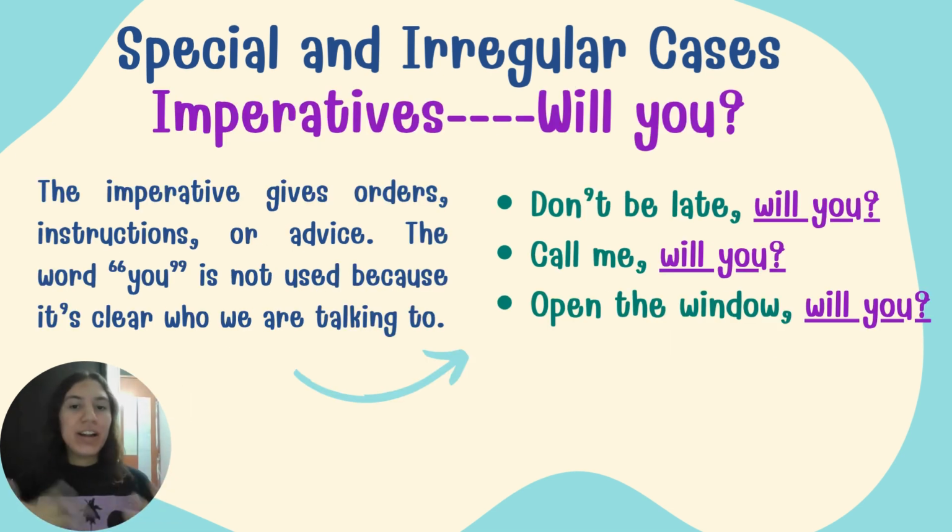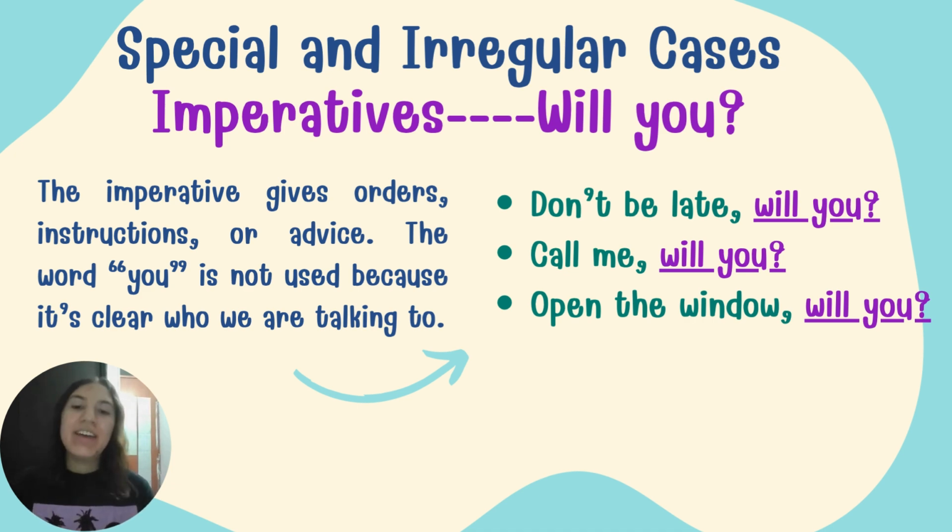Another special and irregular case is when we use an imperative, and my question tag will have to use will you. But Sarah, what is an imperative? The imperative gives orders, instructions, or advice, but the word you is not used because it's clear who we're talking to. For example, if I am talking to you, I don't have to use you, I just use the imperative.